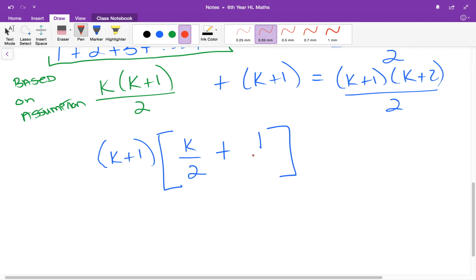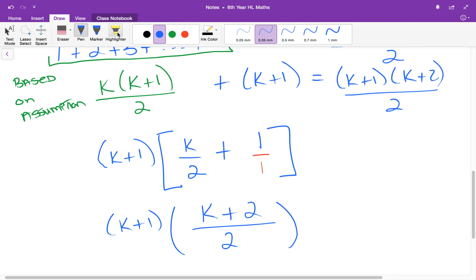Alright, so I'm going to do a common denominator on this bracket. So leave the k plus 1 alone. And then this bracket has a common denominator of 2. 2 into 2 goes once. 1 times k is k. And 1 into 2 goes twice. 2 times the 1 here is 2.